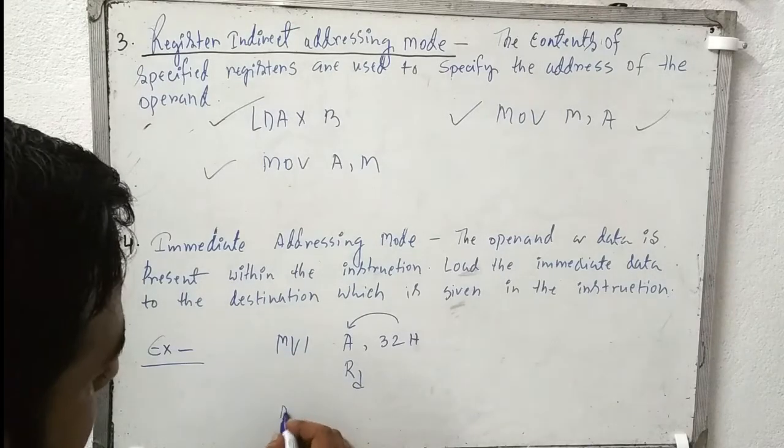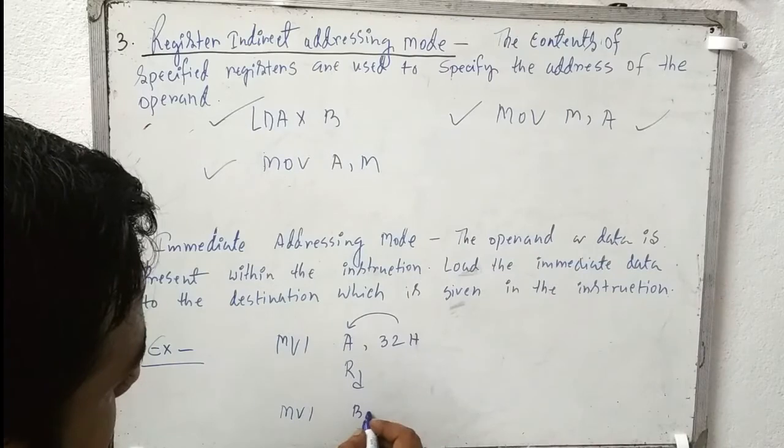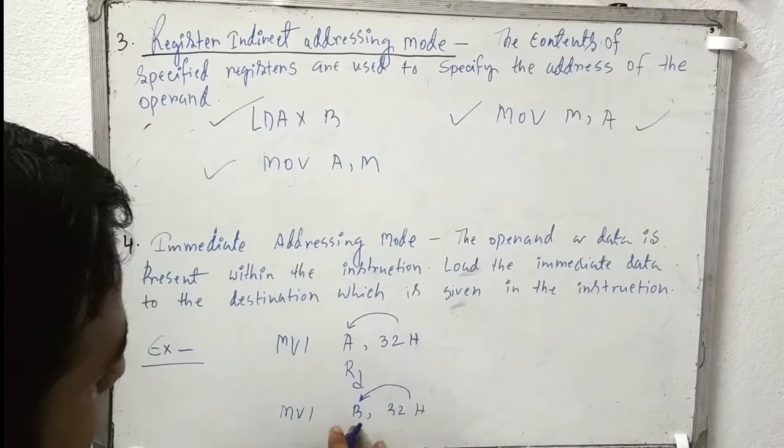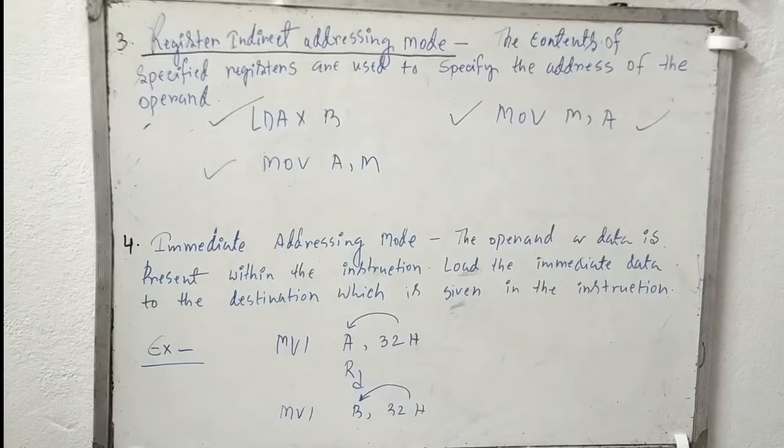Instead of A, you can write B, 32H, or C, or D, E, H, L. You can write any register into that location. So this is the immediate addressing mode.